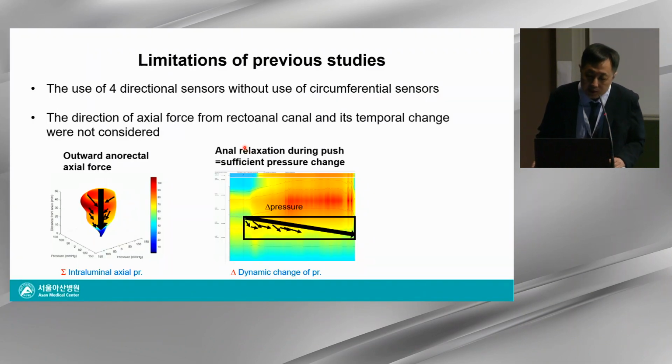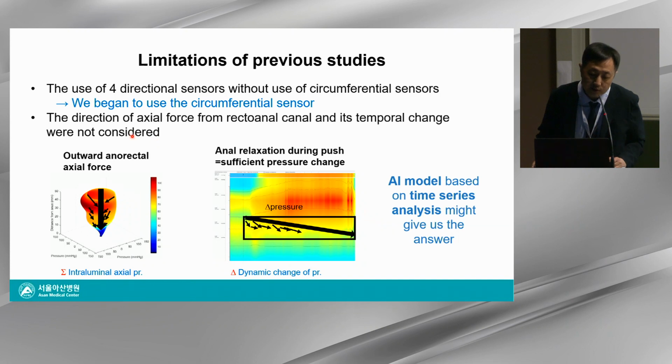There were limitations of the previous study. At first, we used just the 4 directional sensors without the use of circumference sensors. As we know, the London classification suggests the use of circumference sensors. The second is that the direction of the axial force from the leg to the anal canal and its temporal change were not considered in the previous study.